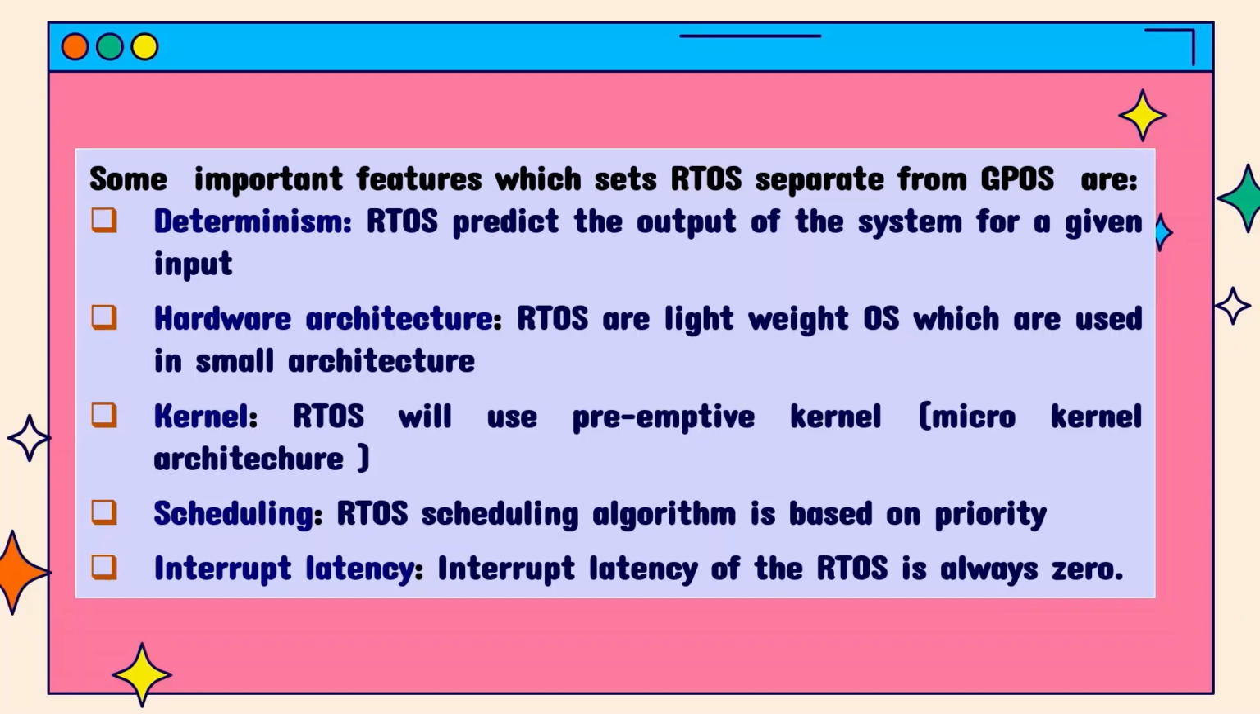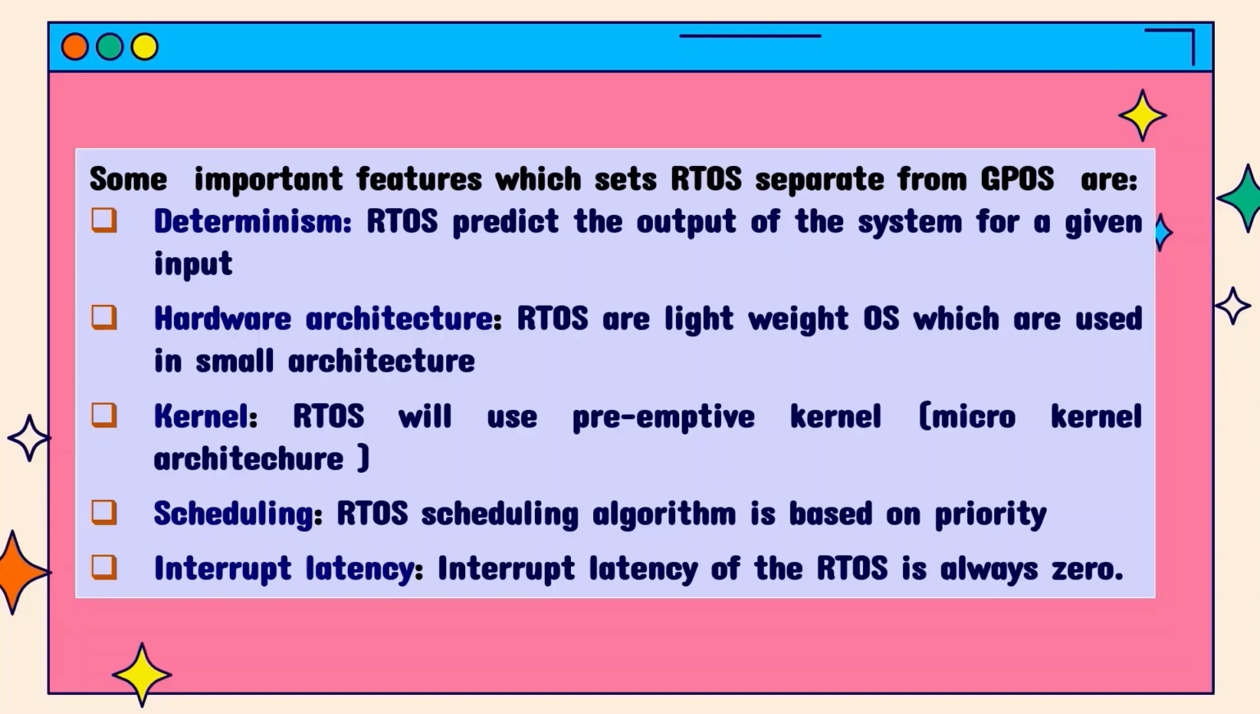Fourth is the scheduling. Scheduling is a method in which it will provide the resources of the system to processes. The main reason for developing scheduling algorithms is for multitasking operating systems which have to manage a number of processes at a time. RTOS scheduling algorithm is based on priority. That is, processes should be scheduled according to their priority.